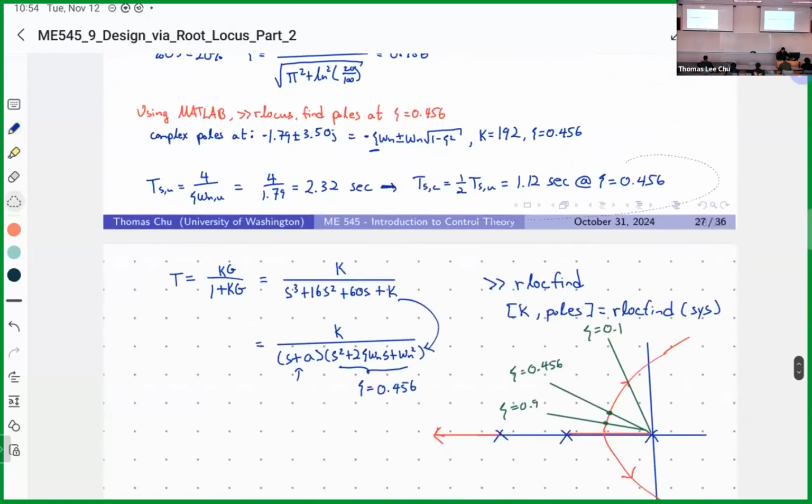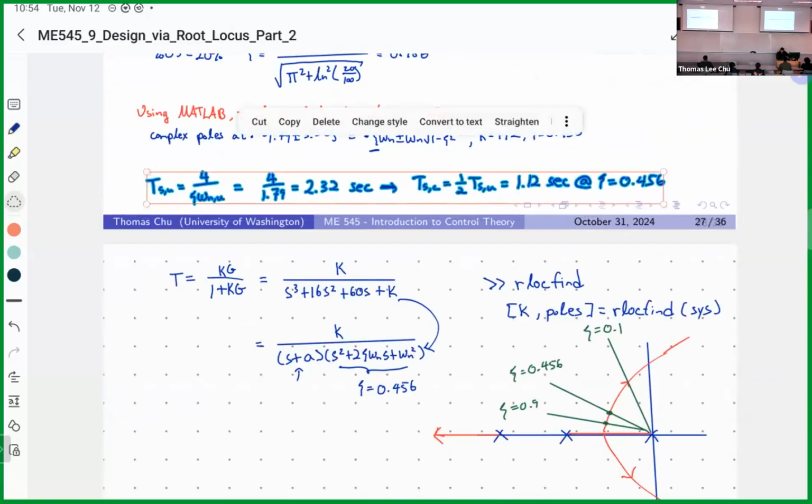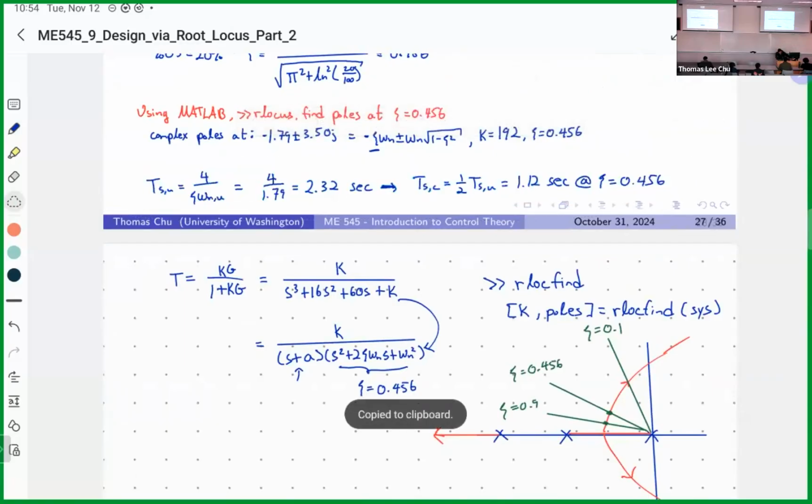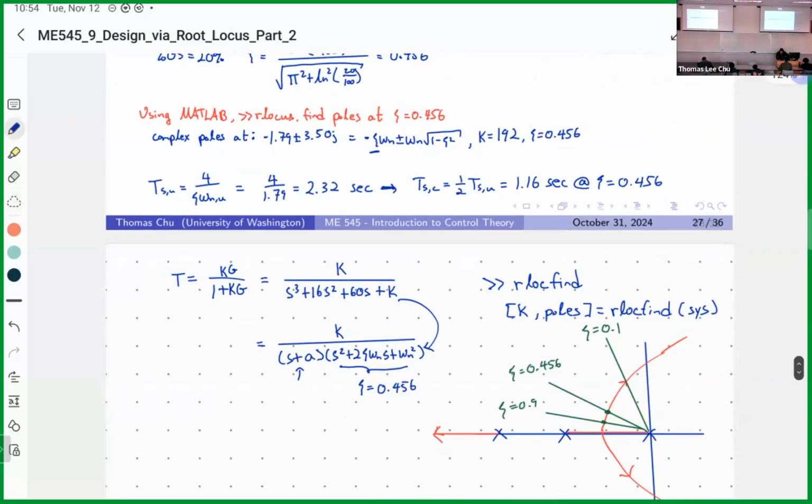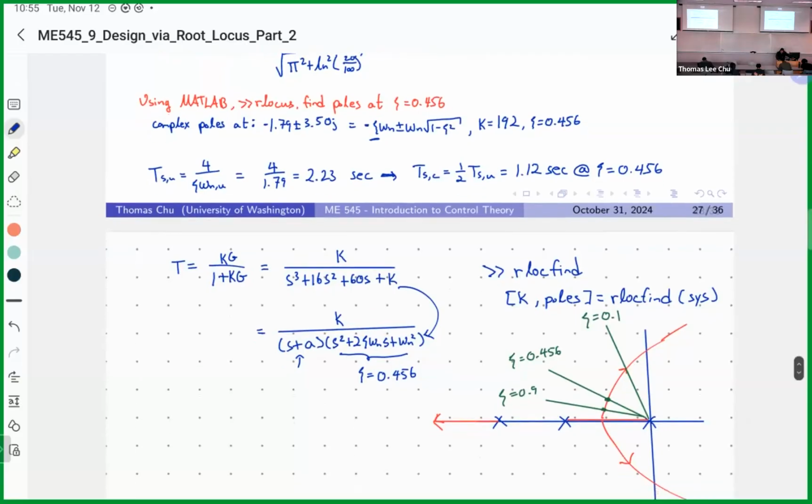Right. It's like so small. What? Could be 1.16. 1.16, probably. Yeah. Let's do that. Did I write this correctly? Oh no. Oh, yeah. Yeah. Thank you. That is correct.